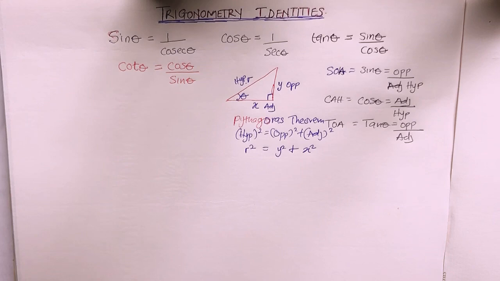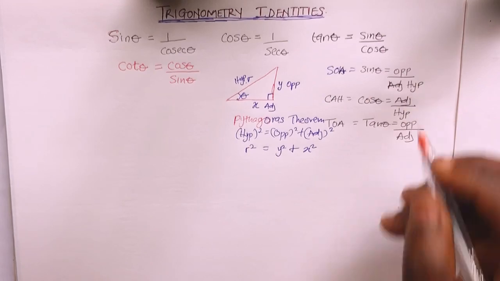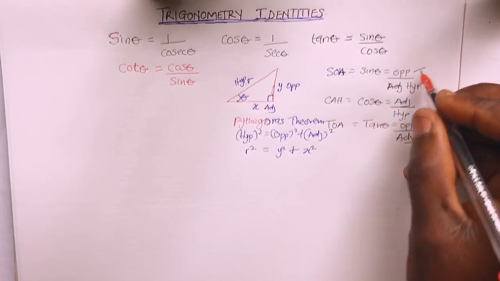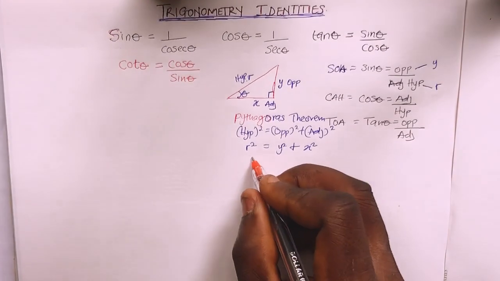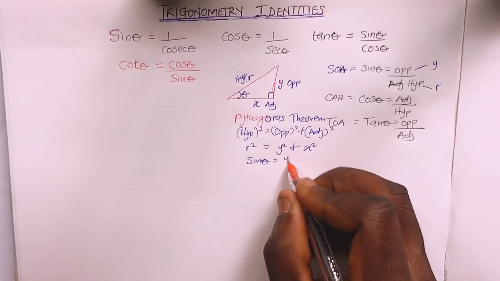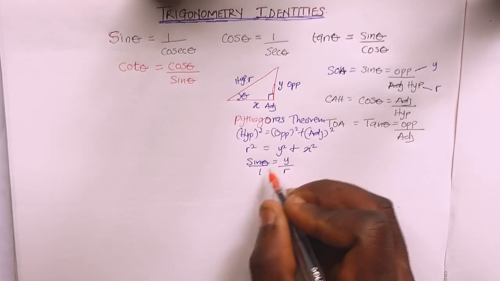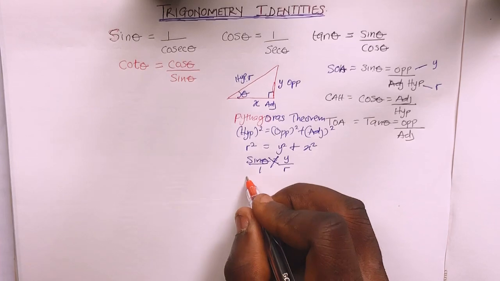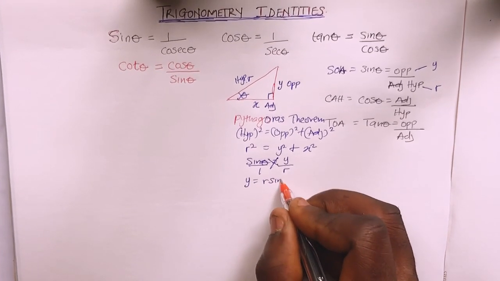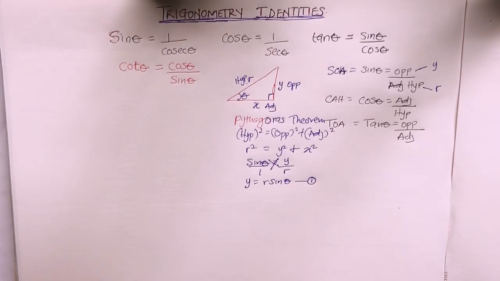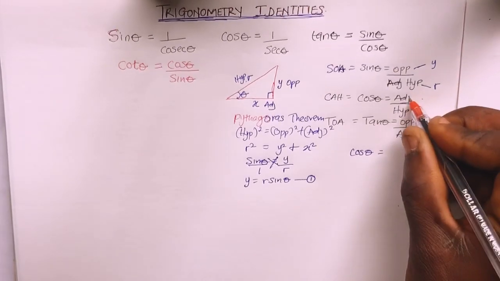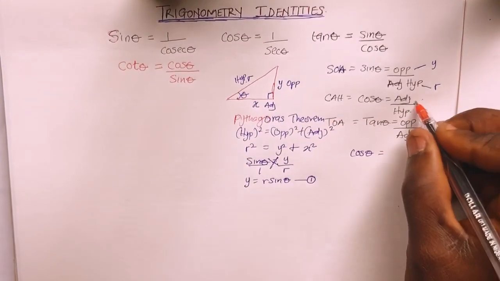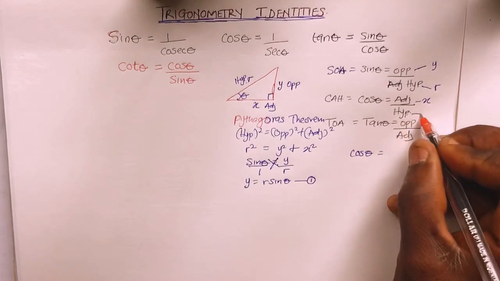But in this case, without wasting our time, we can just record that sin theta equals opposite over hypotenuse. The opposite is represented as y, and the hypotenuse is r. Then I will have sin theta equals y over r. Making y the subject of the formula, I have y equals r sin theta. Call this equation 1. Then cos theta is adjacent over hypotenuse, where the adjacent is x and the hypotenuse is r.